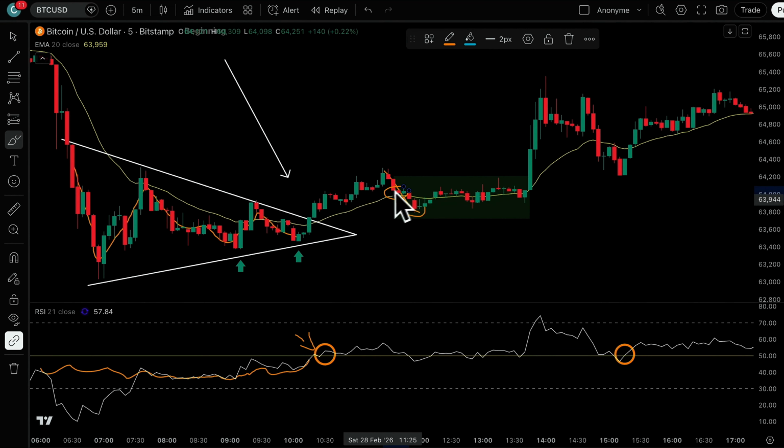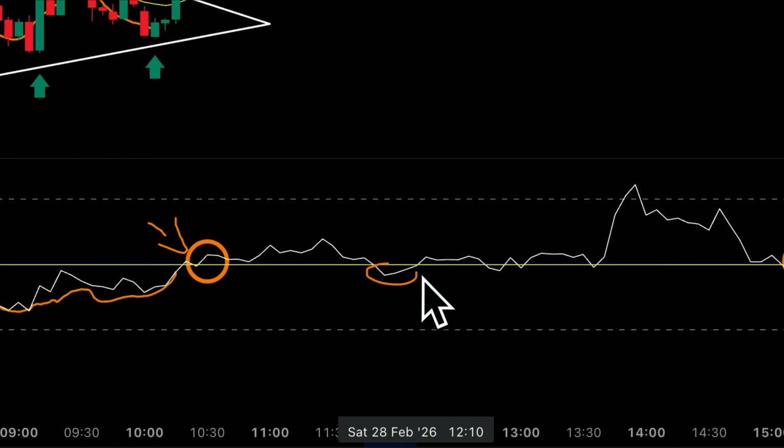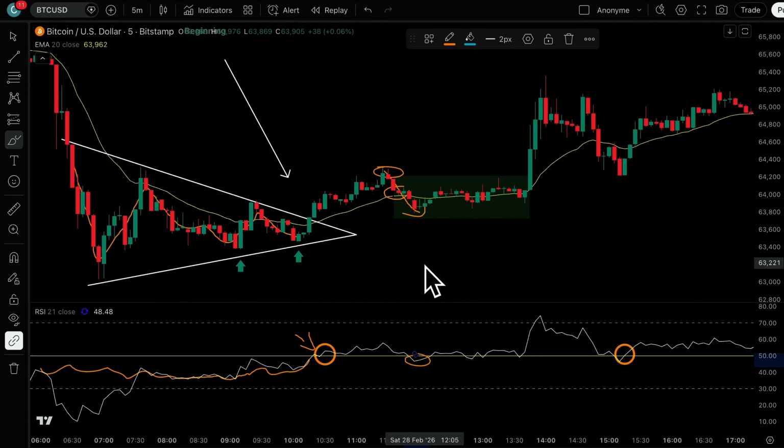So I'm not going to do anything. I'm not going to keep buying. You can also see here that the RSI drops back below the 50 zone. That's a second signal telling me I need to be patient and let the market do its thing.